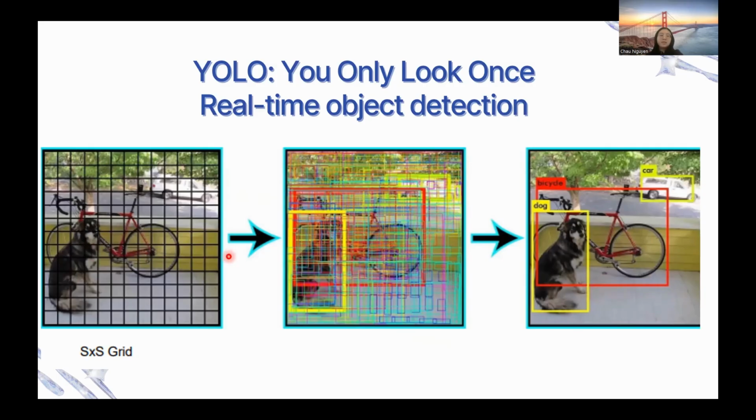For instance, after we divide this into an S by S grid, each of these grid cells will try to detect if there's a dog in it, or a bicycle, or a car. After we learn all of these, in the middle you will have a really crazy looking map like this. But in the end, we will go over each of these boxes and sum up and find the one with the highest probability.